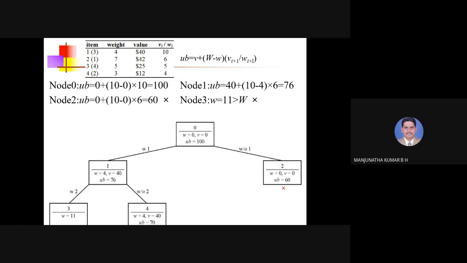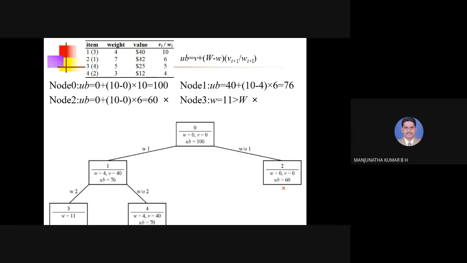Now let me explain how node 3 is generated. Node 3 is generated because of placing the second item, item 2. What is the weight of item 2? 7. So the weight of the second item is 7. Again, I'm repeating, see the recent table. Don't see the original table. In the final table, the second item is the first item of the original table.